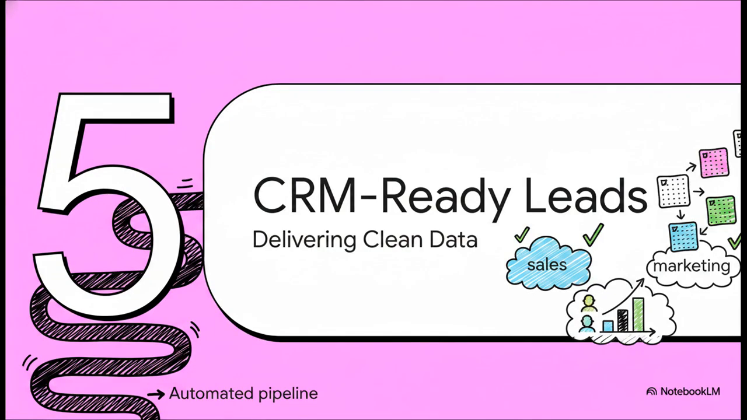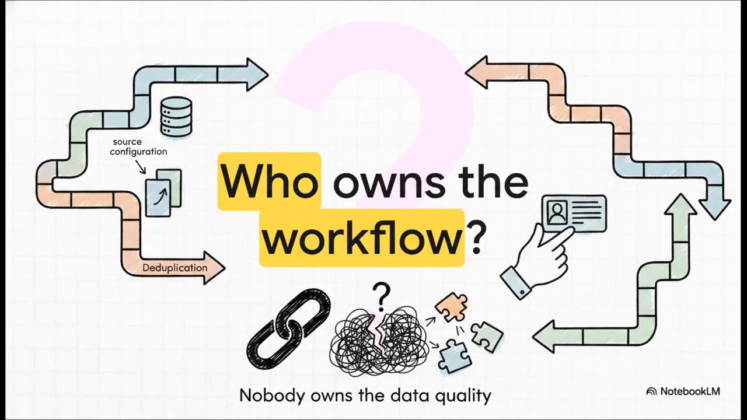And that brings us to our final stop, Section 5, delivering CRM-ready leads. This brings us to step 8, which is assigning ownership. I want you to seriously consider this question. Who actually owns your workflow? Like, who is responsible for the source configuration? Who handles the deduplication rules? Who gives the green light for CRM imports? Who maintains the actual pipeline? Because the hard truth is, if nobody officially owns the workflow, then nobody owns the data quality.